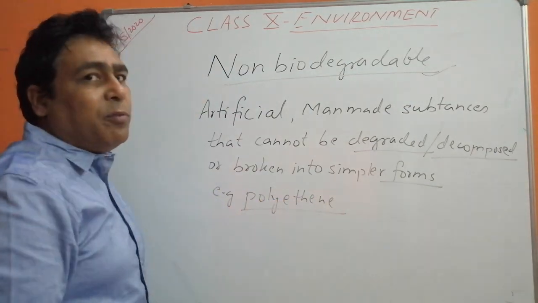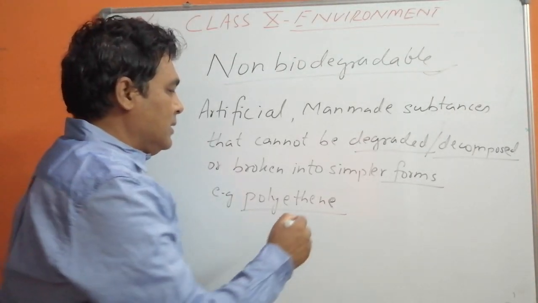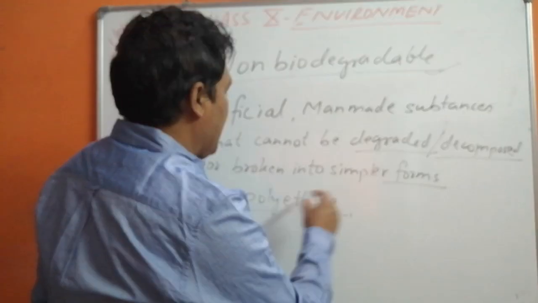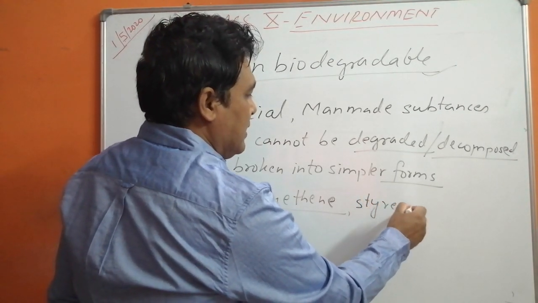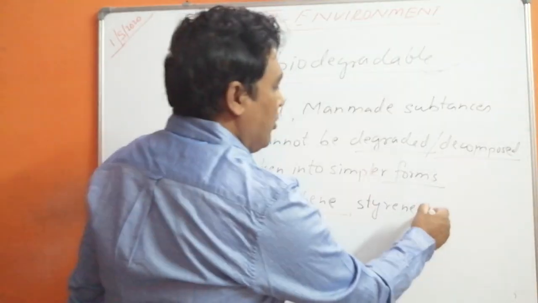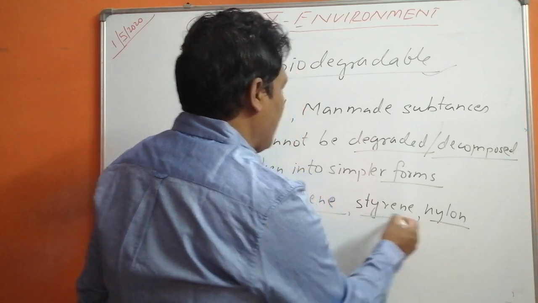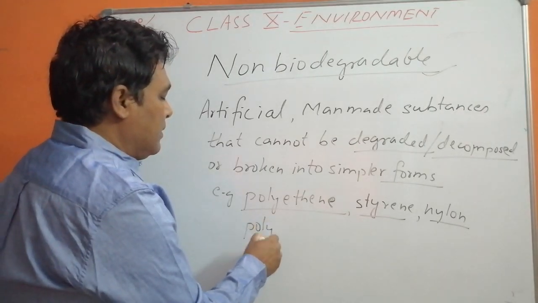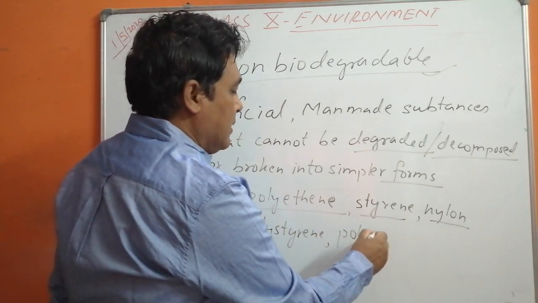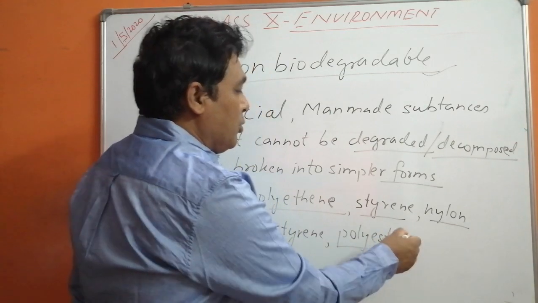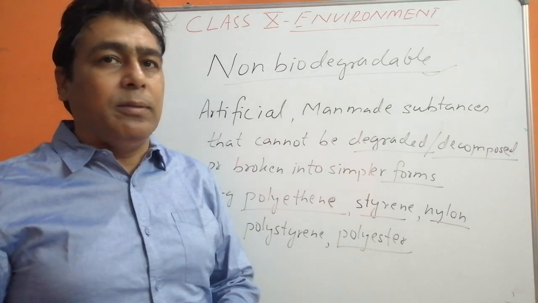Polythene is made up of ethene, which we will talk about more in your chemistry class. Then styrene, nylon. These are the cloths being used: polystyrene, polyester. Mostly we use them as cloth for wearing. They are not biodegradable.